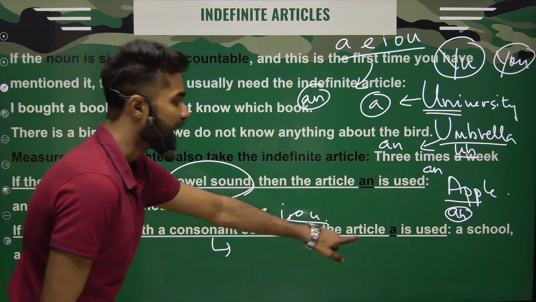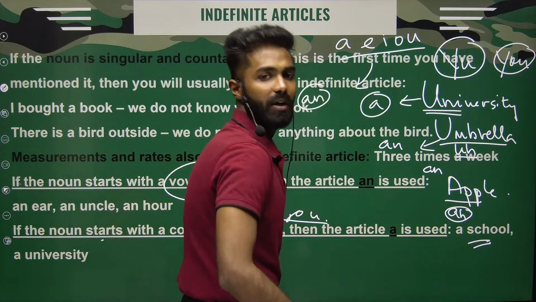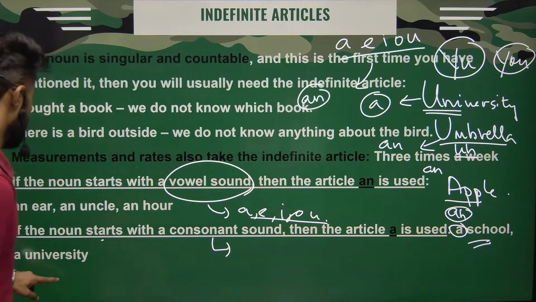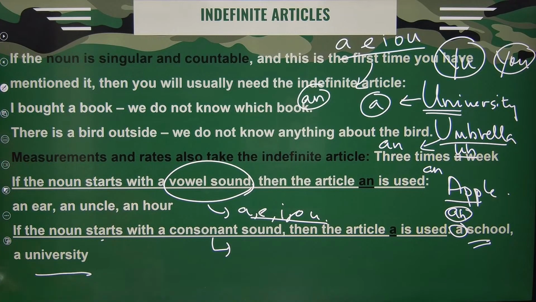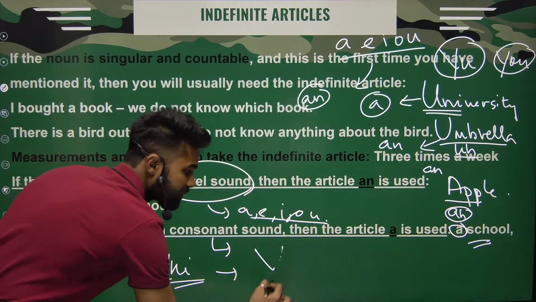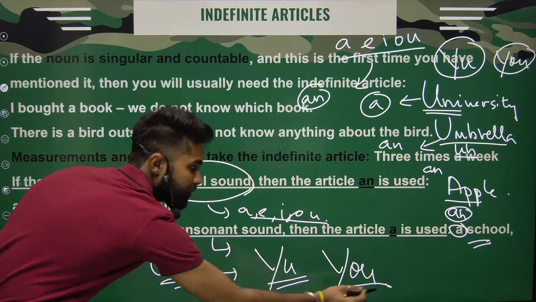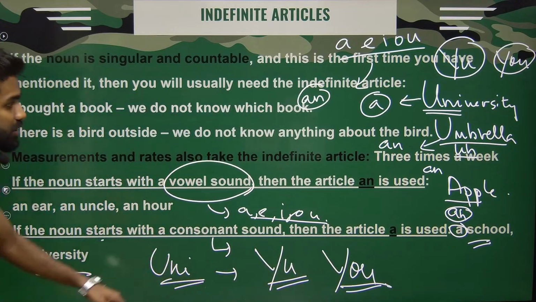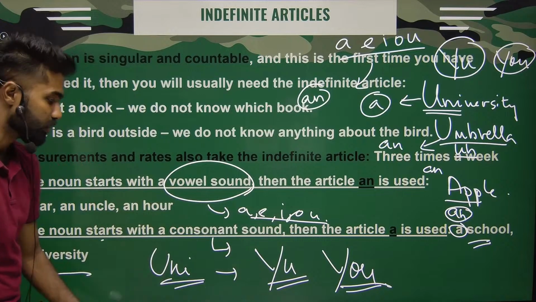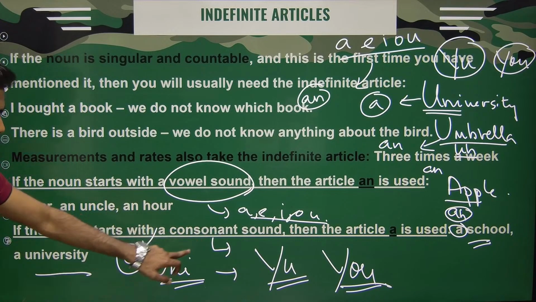Okay, then the article A is used. For example, school. School is not giving me a vowel sound. So, a school. University. See, again, university here. Uni is pronounced, or the sound is U. See, U, university. So it is not following my A, E, I, O, U sound. So I'm going to give A as a thing because it is giving me a consonant sound.